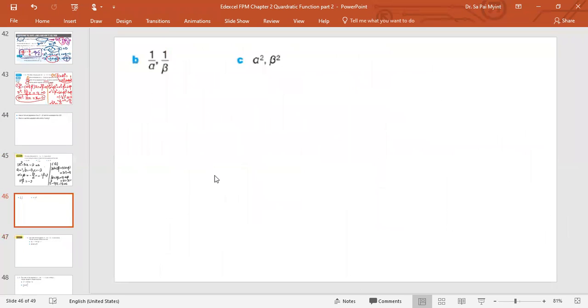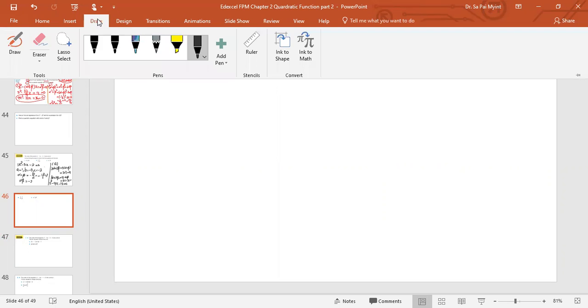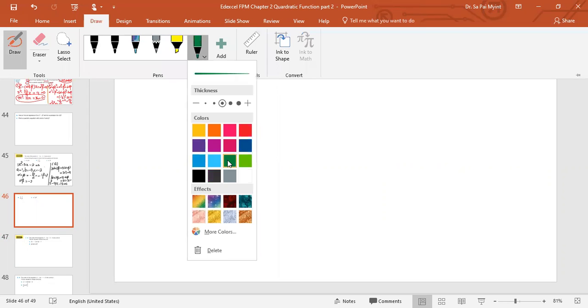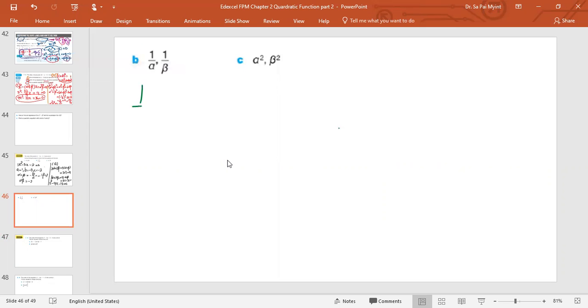Okay. Next question. B. What is the solution? Solution is 1 by alpha, 1 by beta. So we need to find the addition. First need to find the addition. So 1 by alpha plus 1 by beta equal to, what do you get?